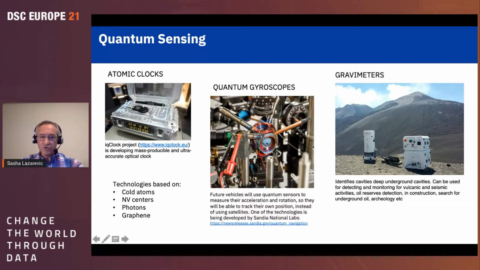Then quantum gyroscopes. This is very important for the future cars because, using these gyroscopes and quantum accelerators, they can identify the exact position of the car without relying on satellites, on GPS, which is very important for autonomous car navigation systems, especially also indoors. And then we have also these gravimeters. They are very precise. They are used for seismic and volcanic research, for oil reserves exploration, looking for underground water, and also in construction. So a lot of things happening.